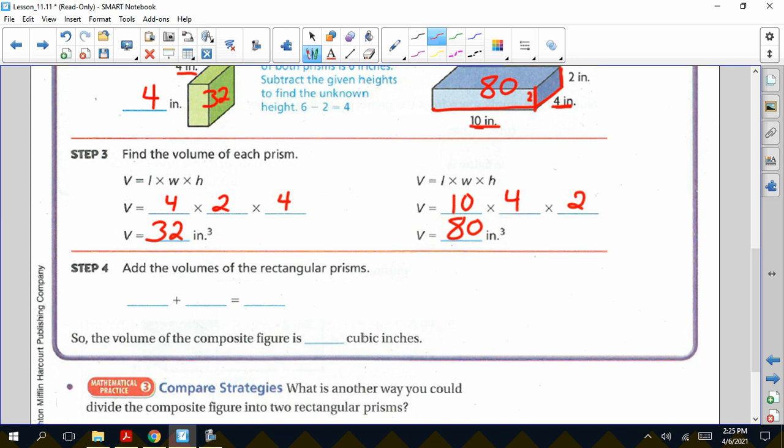Now that we know both volumes, we're just going to add them together. 32 inches cubed plus 80 inches cubed is 112 inches cubed.